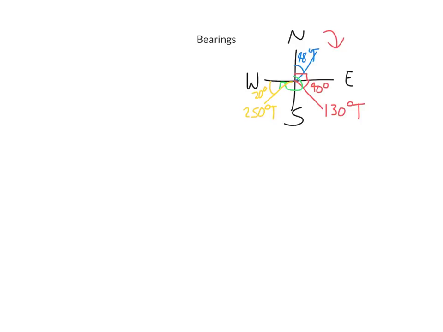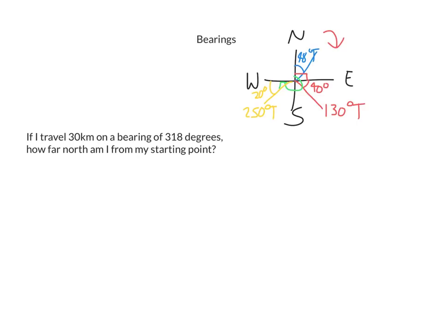So we can use these to solve problems in trigonometry. We'll have a go at this question. I travel 30 kilometers on a bearing of 318 degrees, and I'll find how far north I am of my starting point. Just like with the previous example, what we want to do is somehow get a right-angled triangle and find an unknown side or angle. If this is our starting point, we can draw a compass here. 318 degrees means this angle is 318, so it's going to be northwest, up here somewhere.